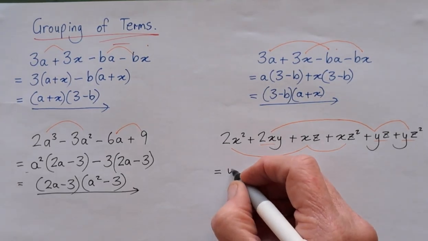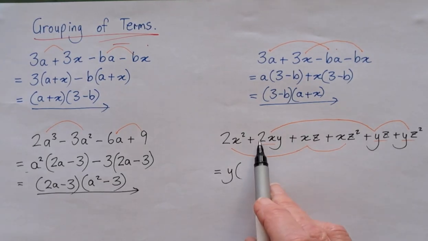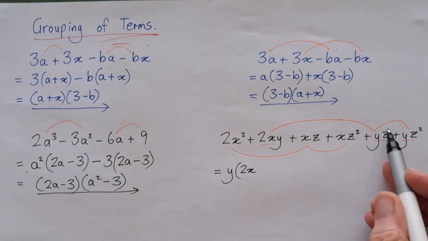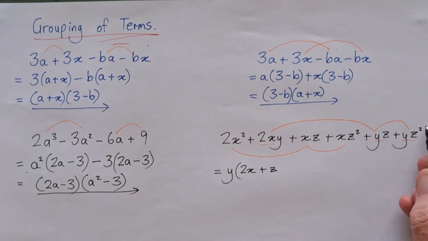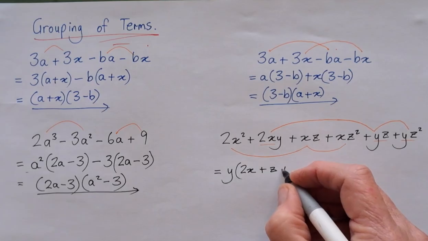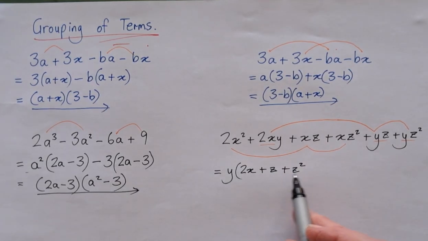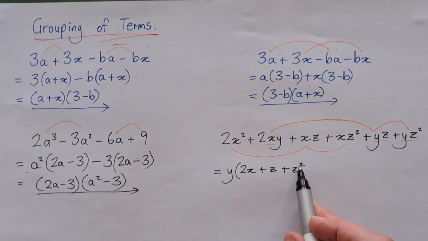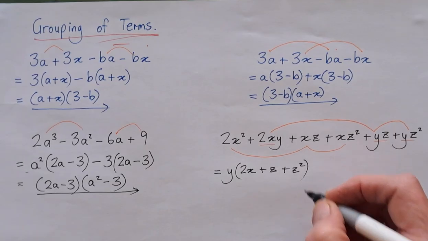If I look at them carefully, the only thing that's common to all of them is the y. And when I've taken out a common factor of y, here I'm going to be left with 2x. There I'm going to be left with plus z. And there I'm going to be left with plus z squared. Now remember that z and z squared, even though they're the same variable, because they've got different exponents, they are not like terms, so they need to remain separate like that.